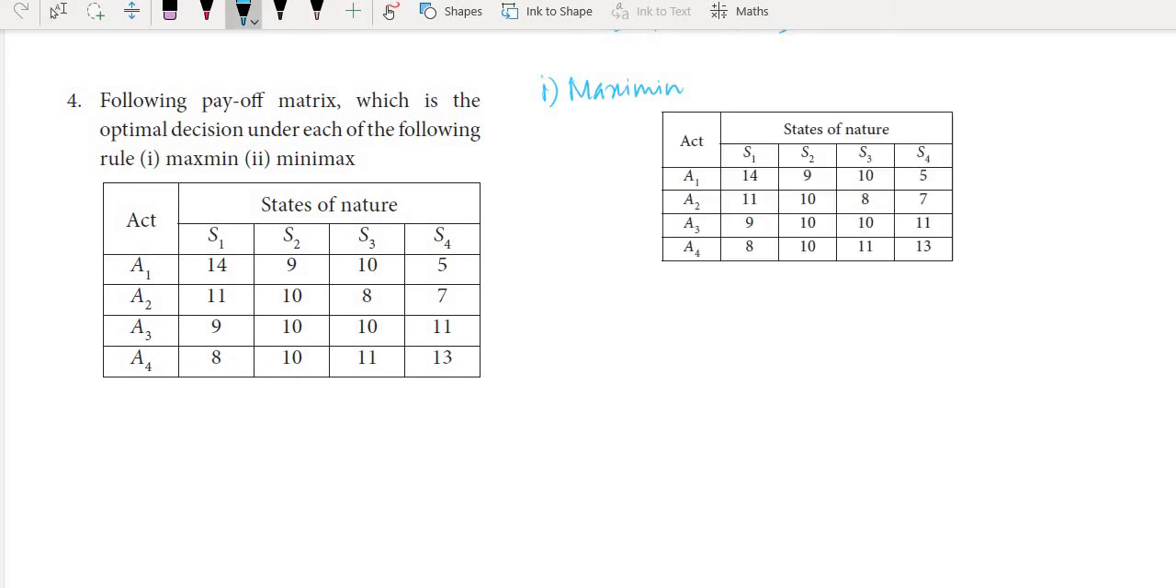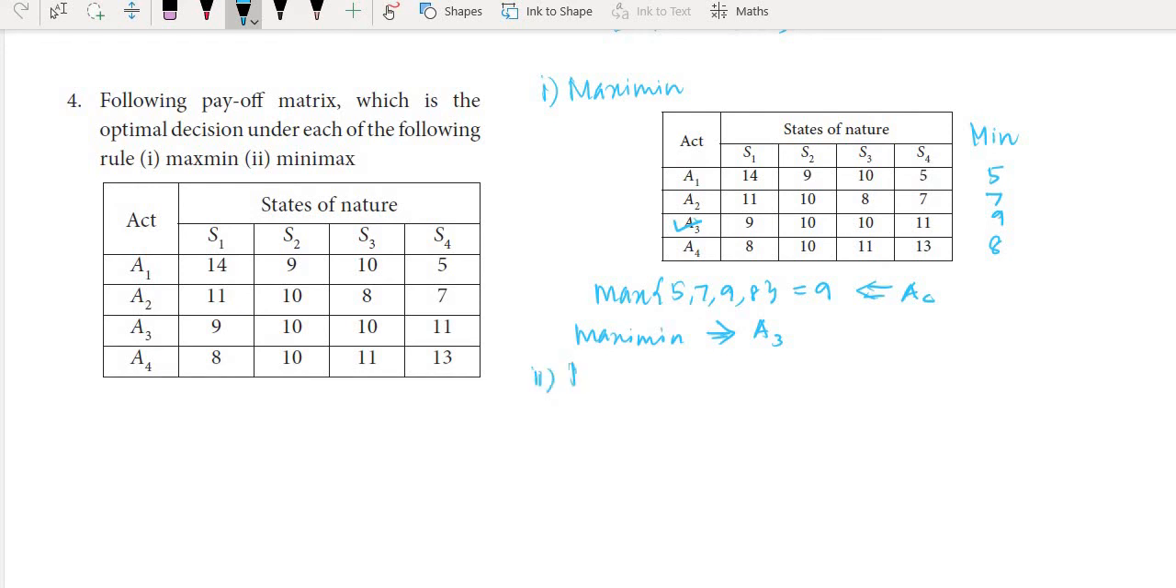Now, for each act here, what is the minimum value? For A1, the minimum value is 5. For A2, it is 7. For A3, it is 9. And for A4, it is 8. So if I take the maximum among these values, 5, 7, 9 and 8, which is 9 here, which stands for act 3. So according to the maximin strategy, the best act to choose is A3 here.